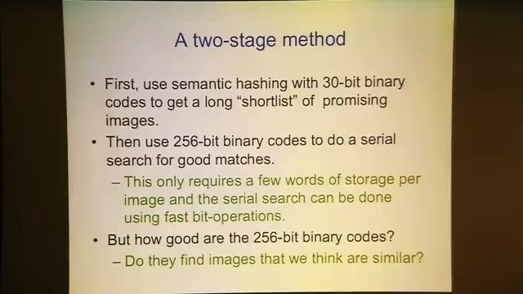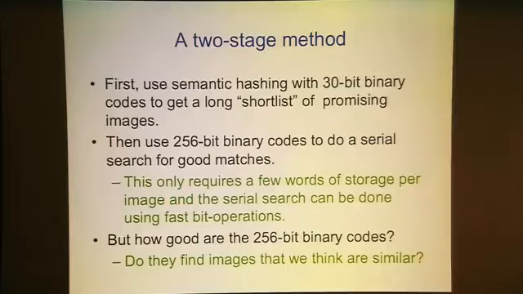And then in that short list you can do a more accurate match using, say, a 256-bit binary code. Because even with 256 bits, that's only 4 words of memory, so you can afford to associate that with every image. And you can do a linear search through, say, 10,000 things, because comparing two 256-bit vectors to see how different they are can be done with machine instructions that operate on whole words and do XORs, so it can be done very fast. So a linear search through tens of thousands of things is extremely fast with these binary codes.